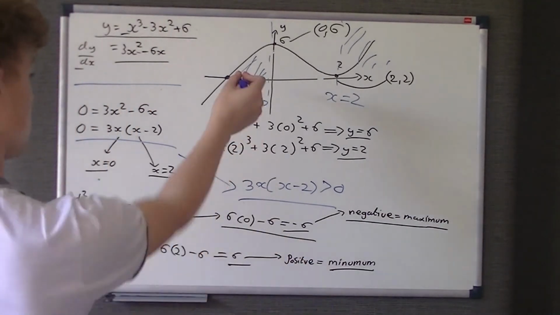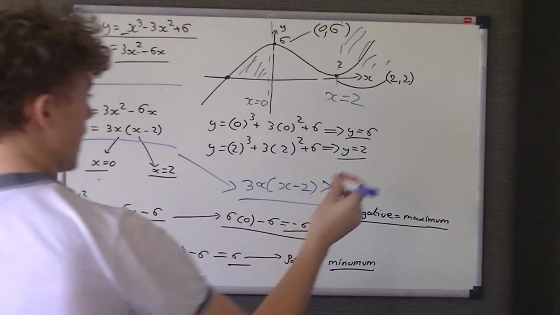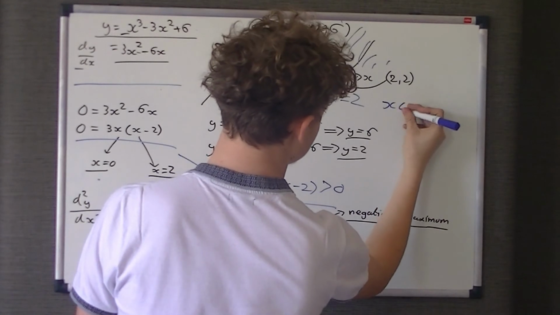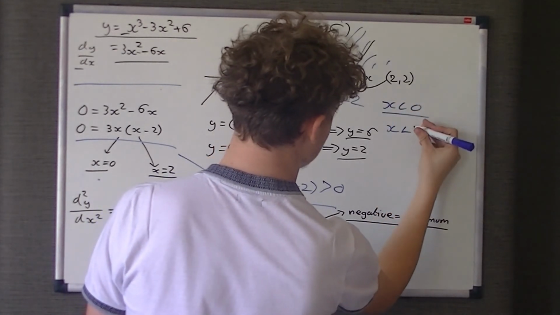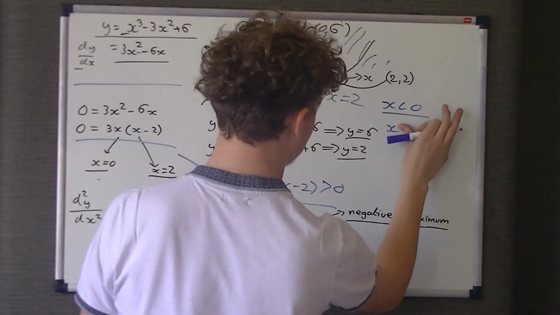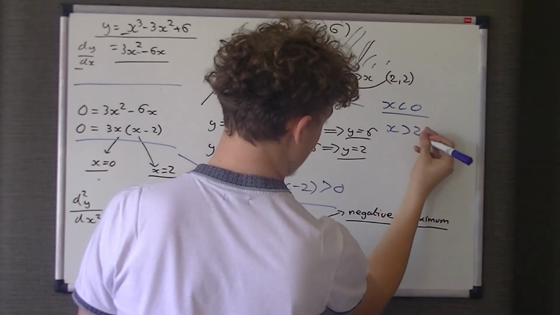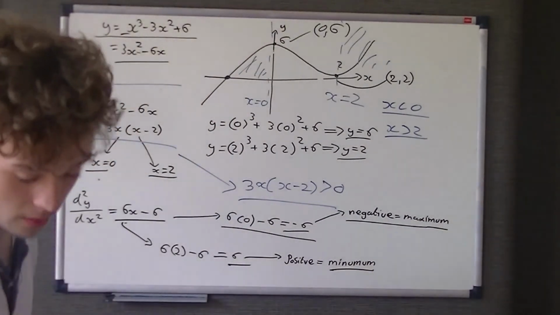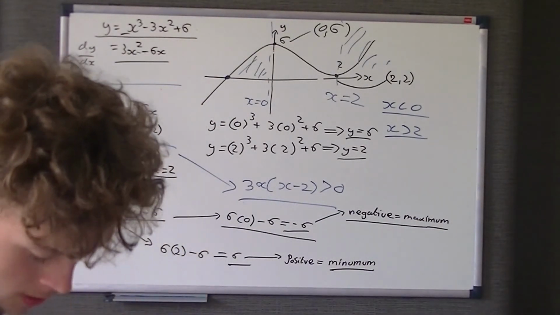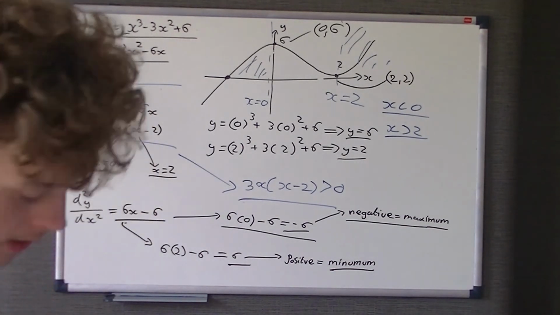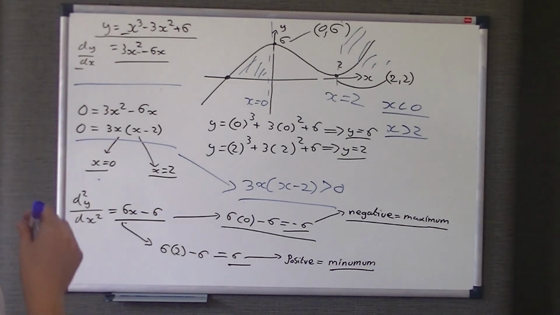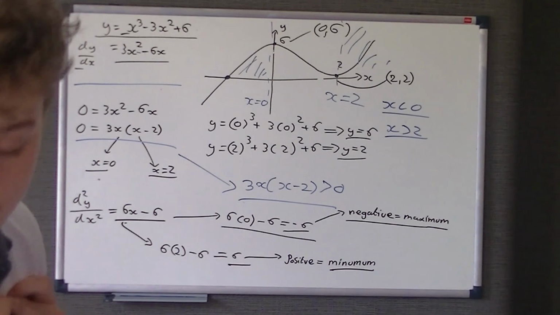So in essence, if we look at this diagram, we know that x is going to be less than 0, and x is going to be larger than 2. So there are your two values there. So you could put that in if it says find the range of values, then that's your range there.